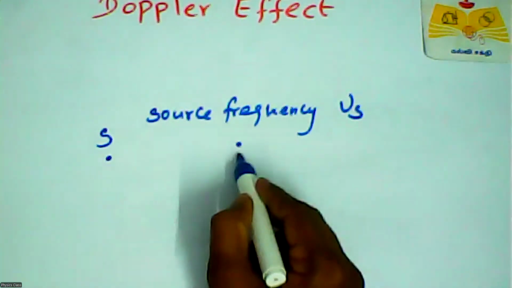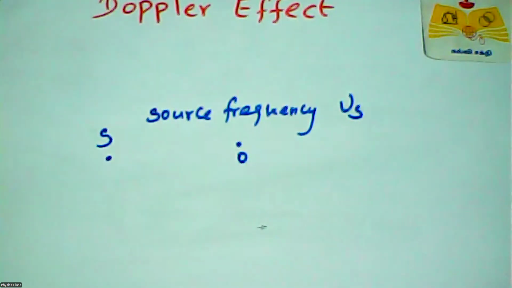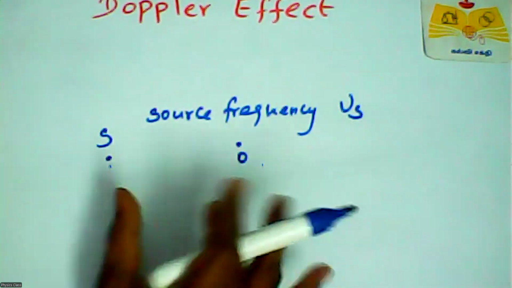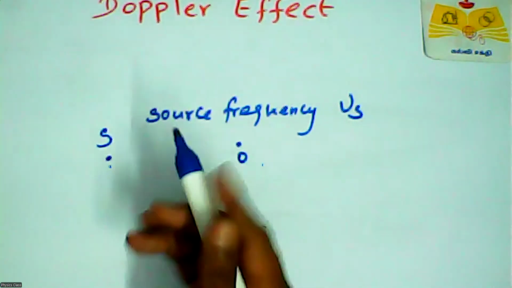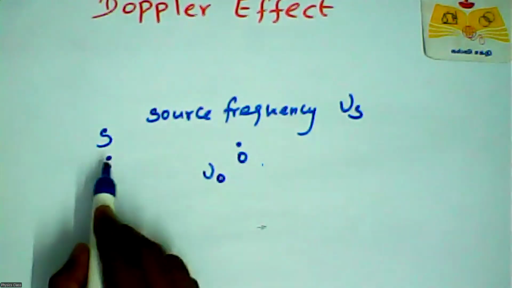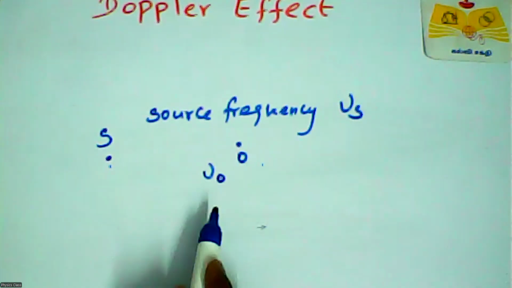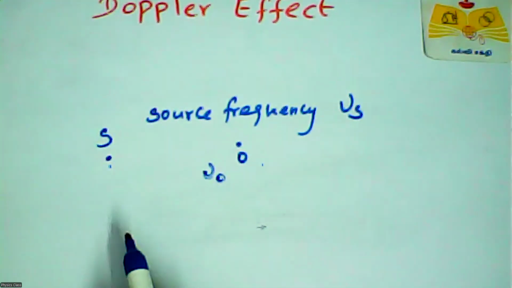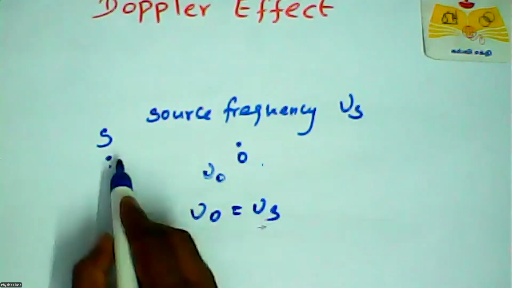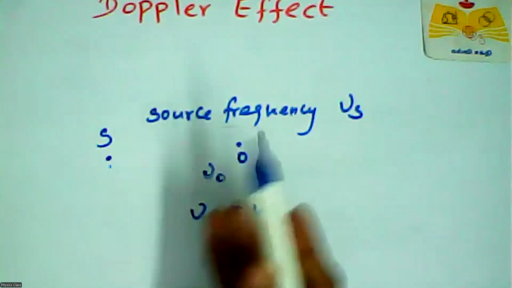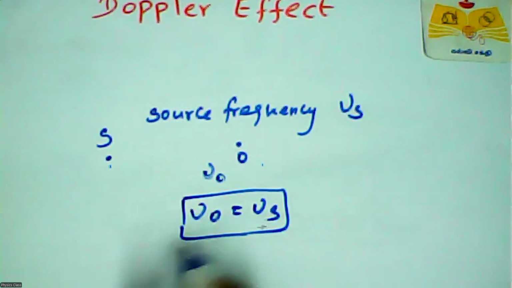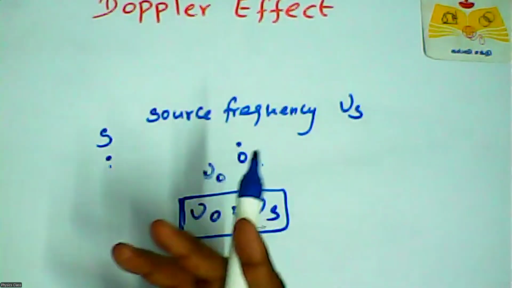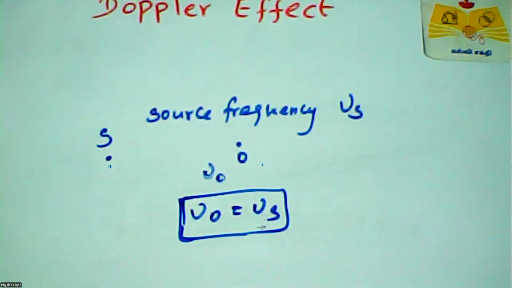Suppose source and observer are fixed at some distance. If the source and observer are at a fixed distance, then the observer hears the sound with a frequency nu naught, because the source is at rest and the observer is also at rest. That frequency is denoted by nu naught, and nu naught is equal to nu s. Whenever the source and observer are at rest, the frequency nu naught is equal to nu s. Nu s is nothing but the source frequency, and nu naught is the observer's listening frequency. This is the condition at rest.